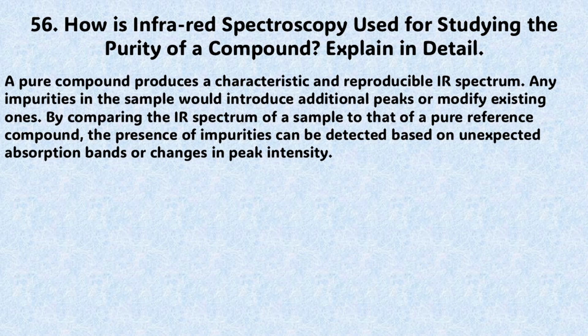The next question is question number 56. How is infrared spectroscopy used for studying the purity of a compound? Explain in detail. The answer to this question is very simple. A pure compound produces a characteristic and reproducible infrared spectrum. Any impurities in the sample would introduce additional peaks or modify existing ones. By comparing the infrared spectrum of a sample to that of a pure reference compound, the presence of impurities can be detected based on unexpected absorption bands or changes in peak intensity.